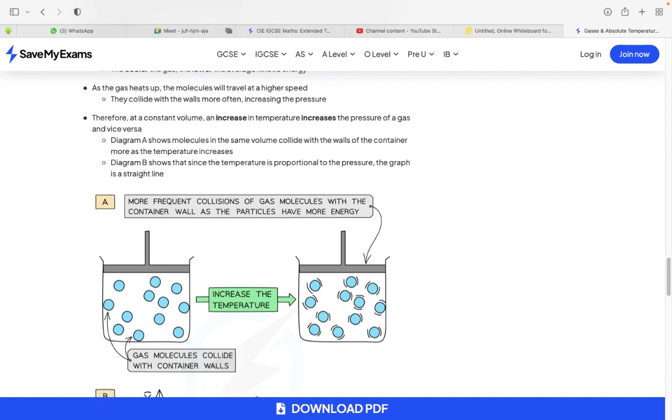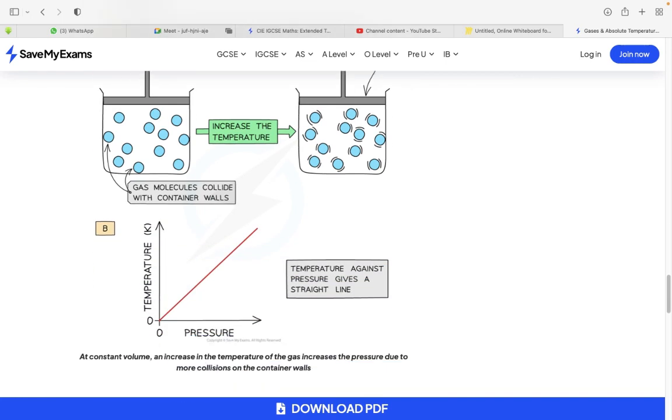Now here we say there is more frequent collision of the gas molecules with the container wall, as the particles have more energy. Yes, the more collisions we have, the more the gas molecules collide with each other, the more the energy. Okay, let's move on quickly.